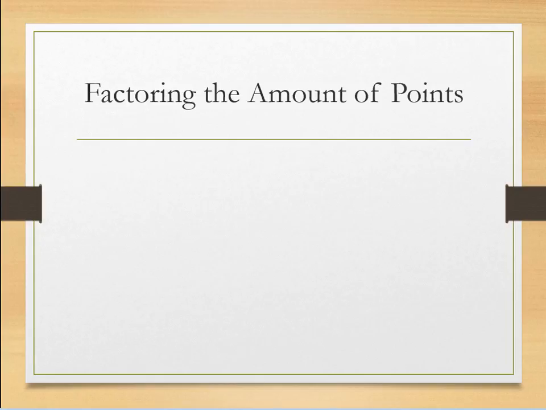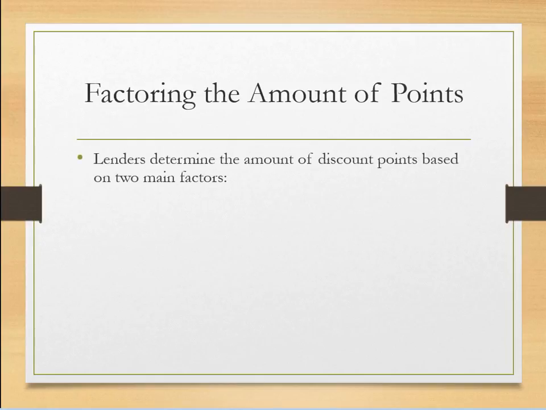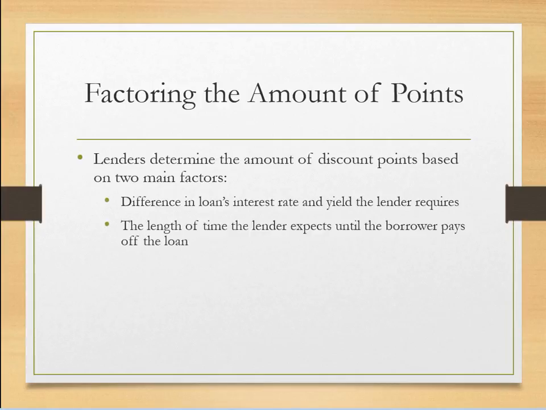In order for a lender to factor the amount of points that a borrower is going to have to pay, they're typically going to look at 2 main factors in consideration of the borrower's qualification and other financial instruments. First, they're going to look at the difference in the loan's interest rate and the yield that the lender requires. And second, they're going to look at the length of time that the lender expects until the borrower is going to pay off the loan.